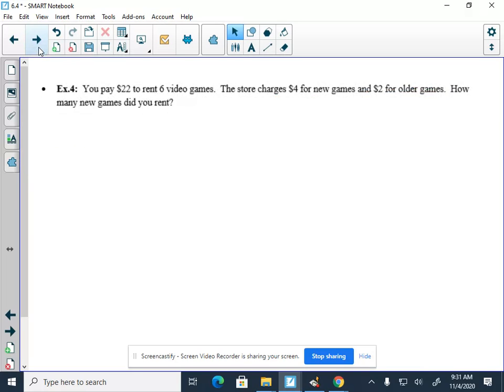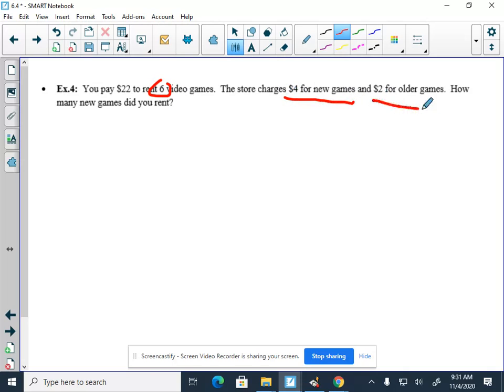Okay. Next. This one's going to be similar. You paid $22 to rent 6 video games. There's the number of video games. The store charges $4 for new games and $2 for older games. A little bit old question now. Now everybody just gets them online on their PS4 or PS5 if they got the new thing now or whatever, right? But whatever, we're going to continue with this one.